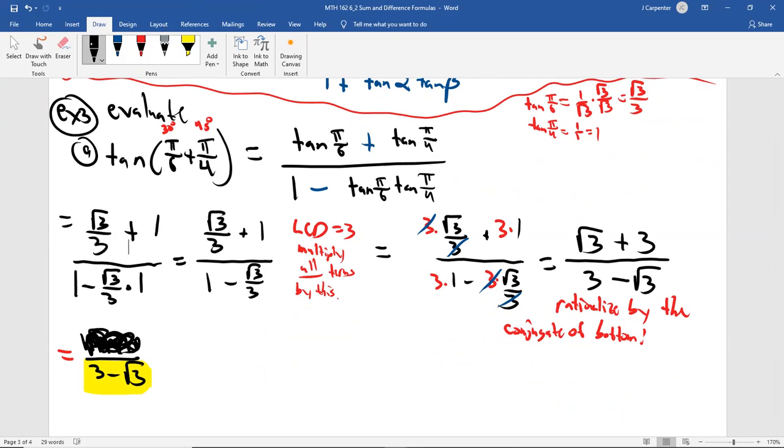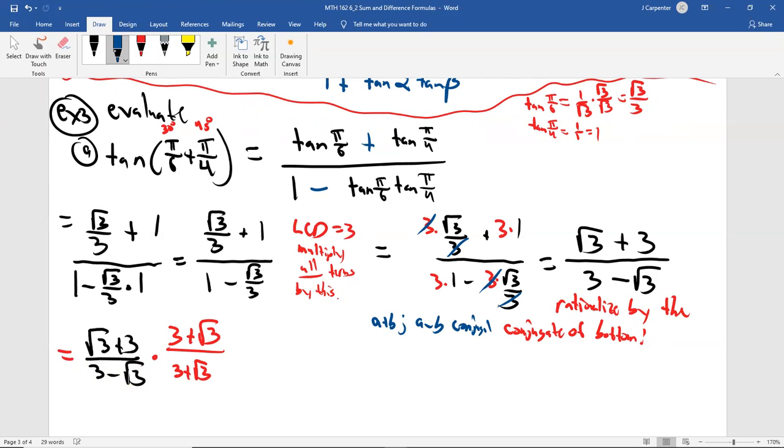The bottom says multiply by the conjugate, which means change the sign between them. 3 minus square root of 3, 3 plus square root of 3 would be conjugates. So that's why we're going to choose to multiply top and bottom by 3 plus square root of 3. So if you forget what conjugates mean, A plus B and A minus B are conjugates. If they have i's in them, you call them complex conjugates.